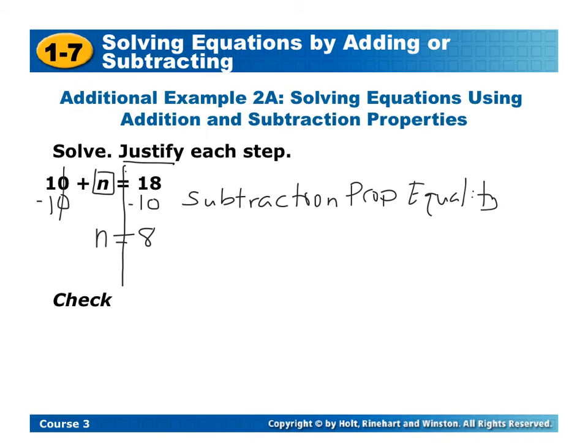Alright, and then here we would just have n equals 8. Now we can check our answer, which is the thing I just love about algebra: when we're solving equations, it's super easy. It's built in with the check system. So here we just substitute our value back in. We have 10 plus 8, because I'm putting 8 in for n, equals 18. 18 is equal to 18, so it checks out.